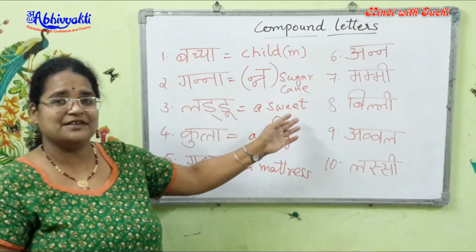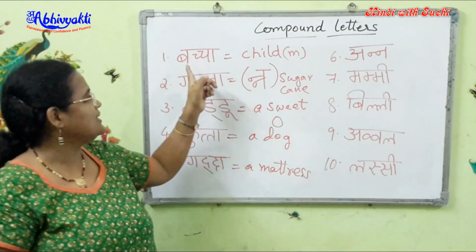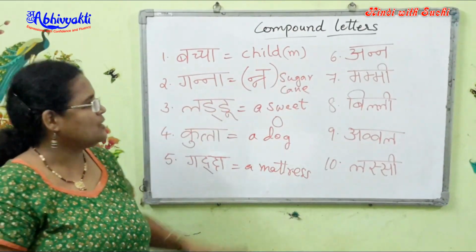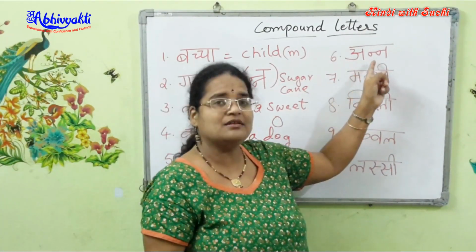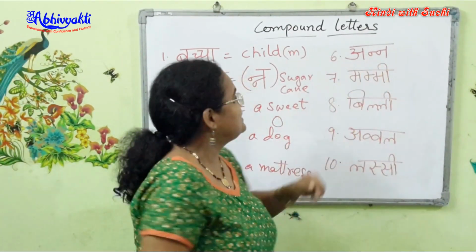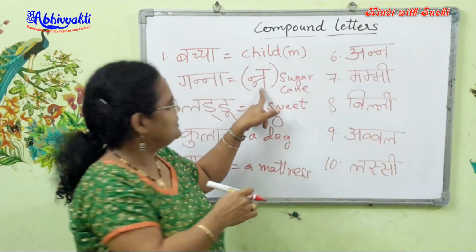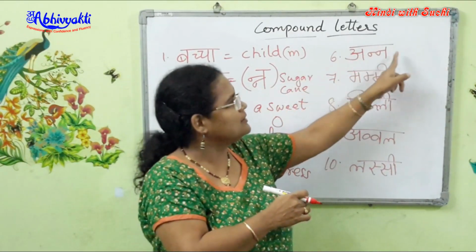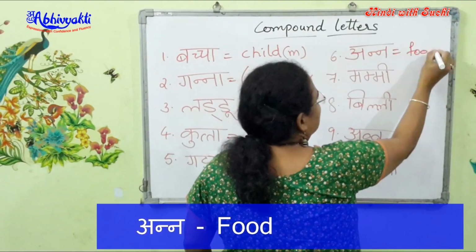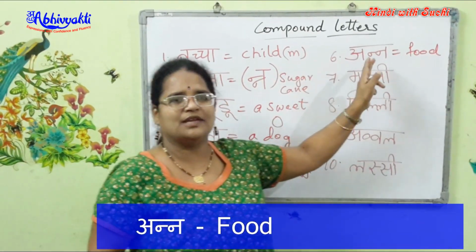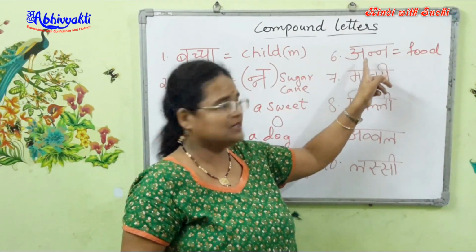Laddu, it's an Indian sweet which is usually round. Ganna is sugarcane and bachcha is a child. Now let us proceed and have some more words with compound letters. I have ann. This n can again be joined like I said, like this, one below the other. But ann means food. It is a Sanskrit Hindi word. You find this word as food only in advanced Hindi, in literature, but this is not a conversation word.